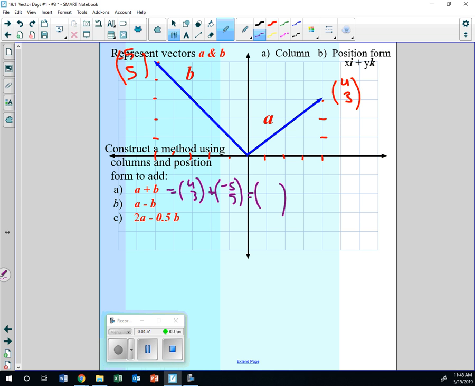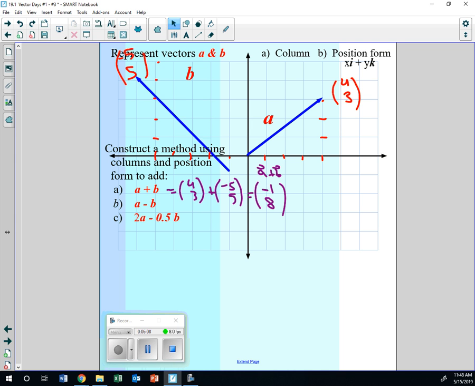And do you like adding in horizontal lines, horizontal rows? You'll love this. 4 minus 5 is negative 1. 3 plus 5 is 8. This right here is the sum of A plus B. Let's see if it actually works.